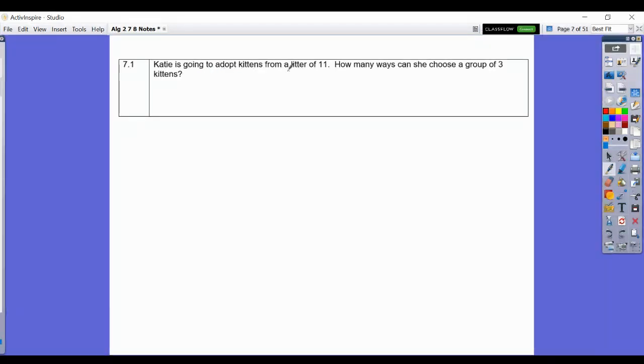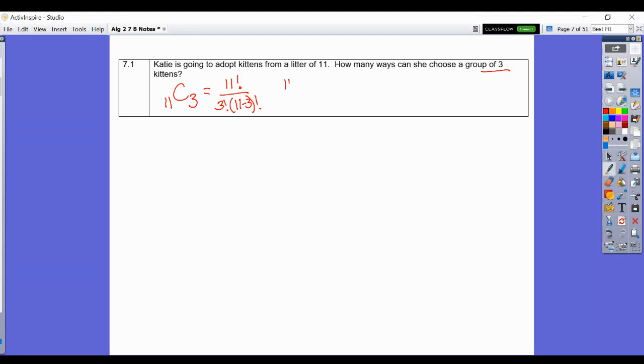Katie is going to adopt kittens from a litter of 11. How many ways can she choose a group of 3 kittens? She's choosing kittens to take home and keep. They are not going to stay in the same order. They're kittens. So we have 11 kittens and she's choosing 3 to keep. Big number always goes first, but this time we have a combination. So when I go to do the formula, it will be 11 factorial divided by 3 factorial times 11 minus 3 factorial. So it's just like the permutation formula, but there's this extra r value factorial.